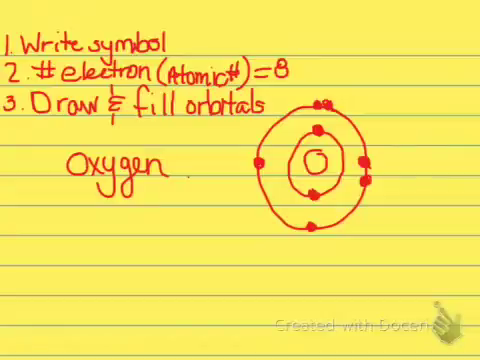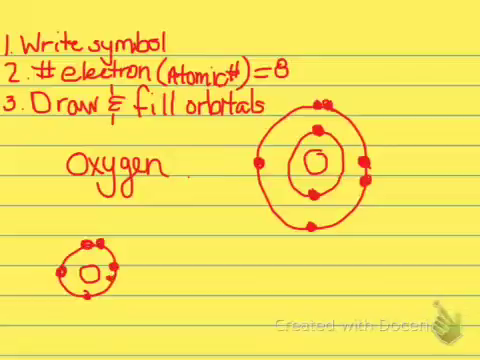Now that I've shown you the right way of drawing a Bohr diagram, I'm going to show you some of the mistakes that people make when drawing Bohr diagrams. So here is one that's a mistake. 2, 4, 6, 8. And that one is absolutely wrong because we can only fit 2 electrons in that first orbital.